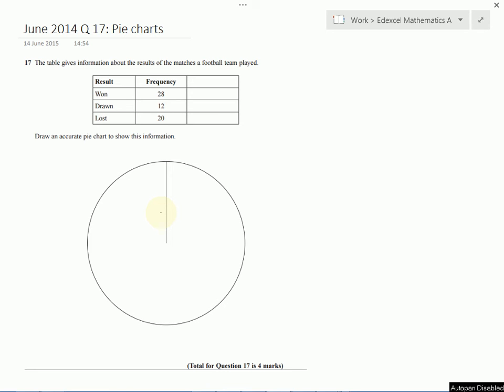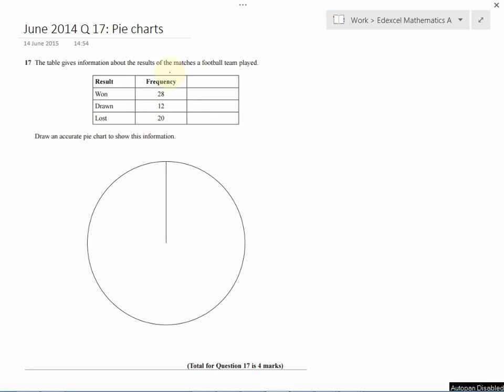Okay, so you're going to need a protractor for this question because you have to be able to measure the angles once you've worked out what those angles are. So remember, a pie chart is a way of visualizing data, of displaying data, so that you can compare different numbers, so that you can quickly see whose slice of the pie is bigger, or which number is bigger, or how the numbers compare to each other.